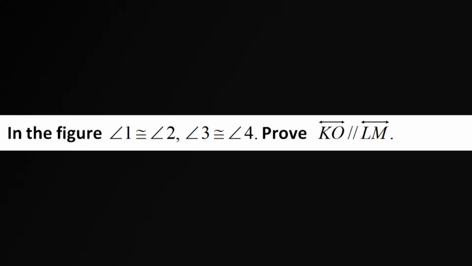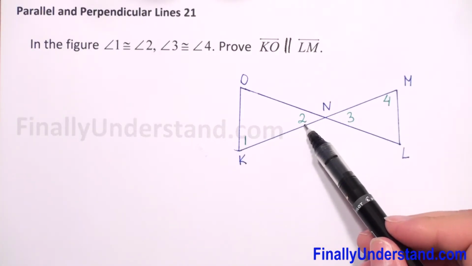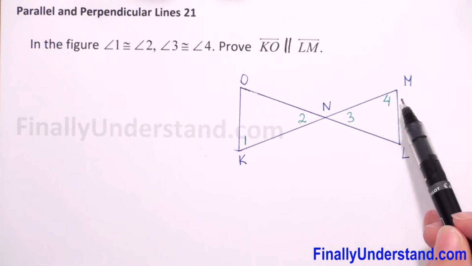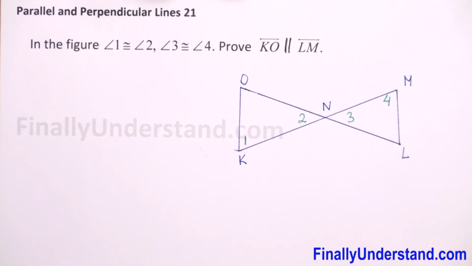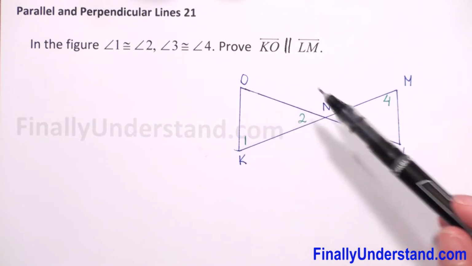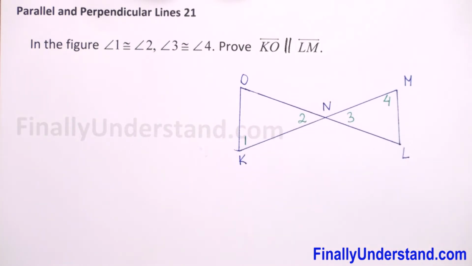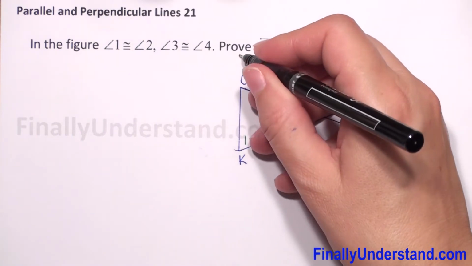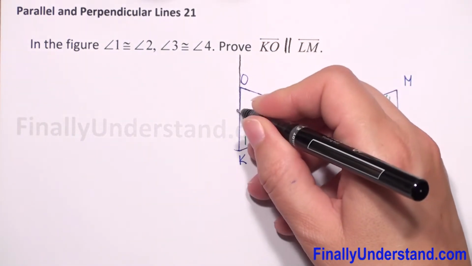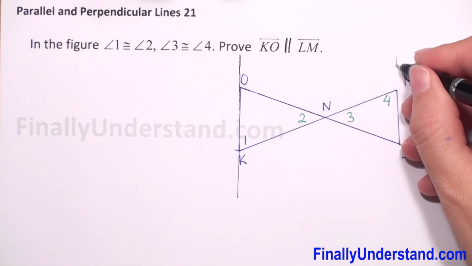We have a given figure, and on the figure we have that angle 1 is congruent to angle 2, angle 3 is congruent to angle 4, and we have to prove that line KO is parallel to LM. Let's extend this line. This is our line KO, and this is our LM.